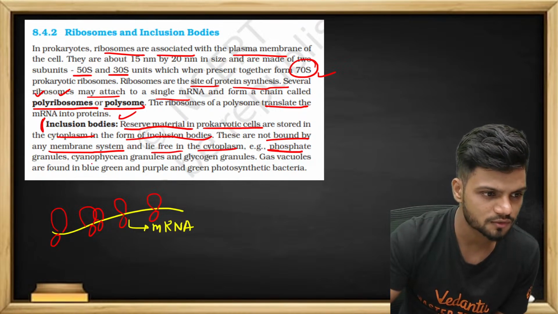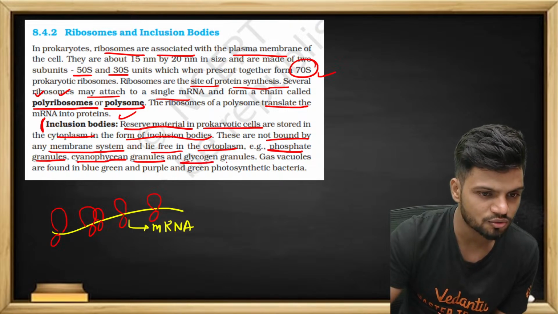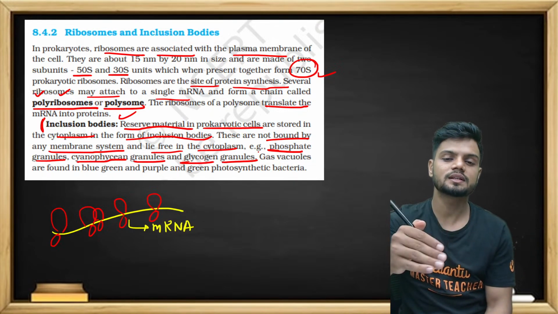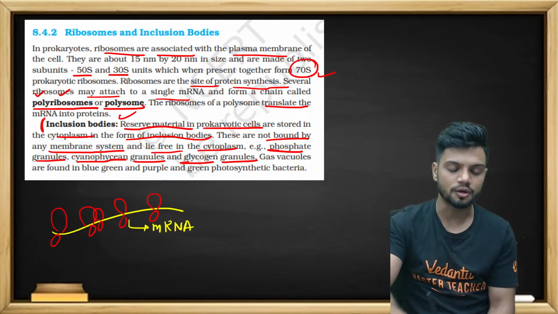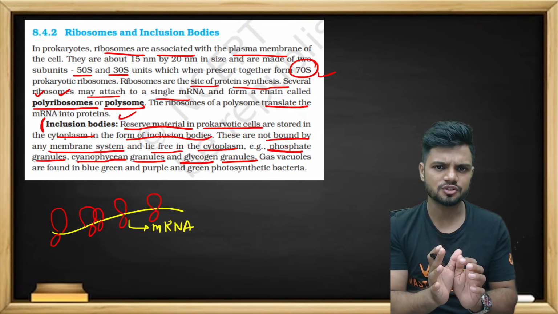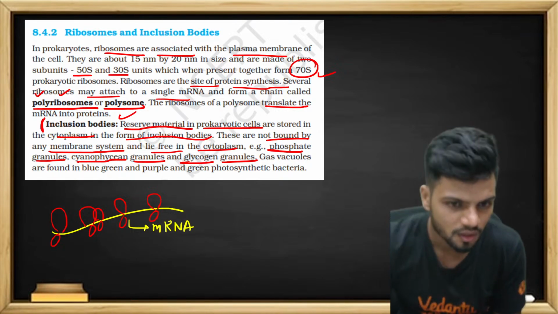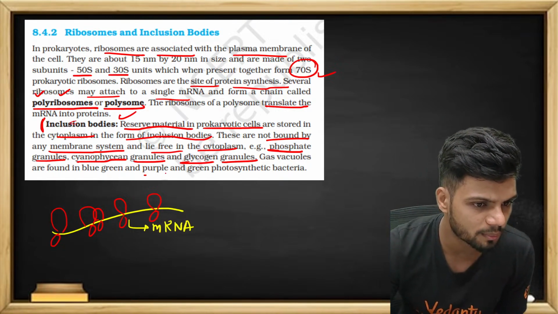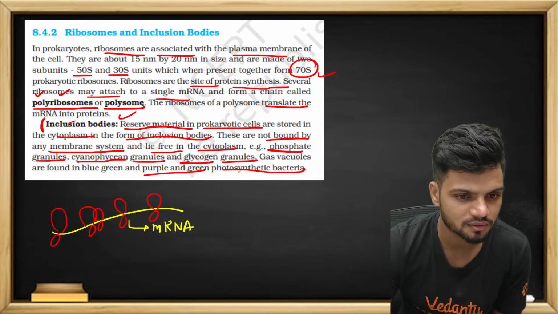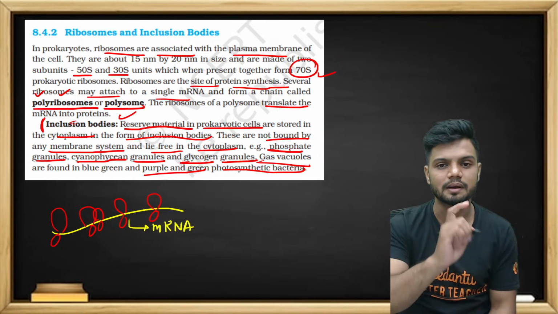Examples: phosphate granules, cyanophycean granules, glycogen granules. All these granules are examples of inclusion bodies. Inclusion bodies are what? They are the fridge. All the nutrients, everything is stored inside the fridge. Gas vacuoles are found in the blue-green and purple photosynthetic bacteria. Gas vacuoles are also present in certain other bacteria.